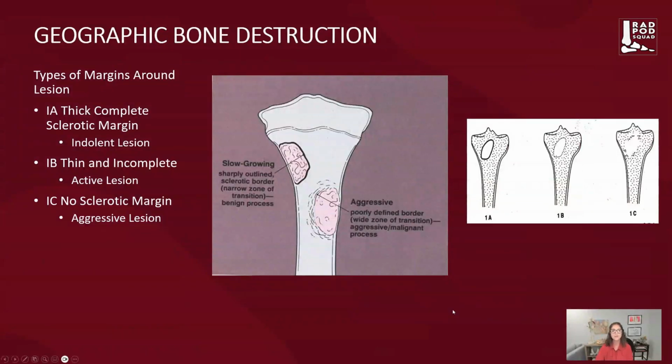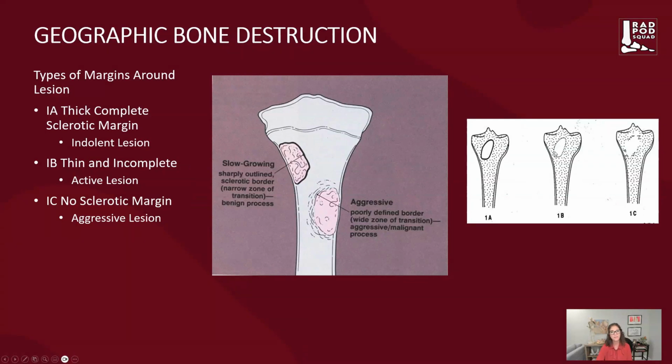Looking at patterns of bone destruction takes us to our geographic versions. That's 1A, B, and C, depending on whether or not you have a complete sclerotic rim, whether it is something that is thin but still perceptible, or whether you cannot see the rim any longer. And each of these tells us something about the biologic activity. A 1A lesion may indicate it's slow growing. It's sharply outlined. There's time for the bone to react against the lesion deep to it.